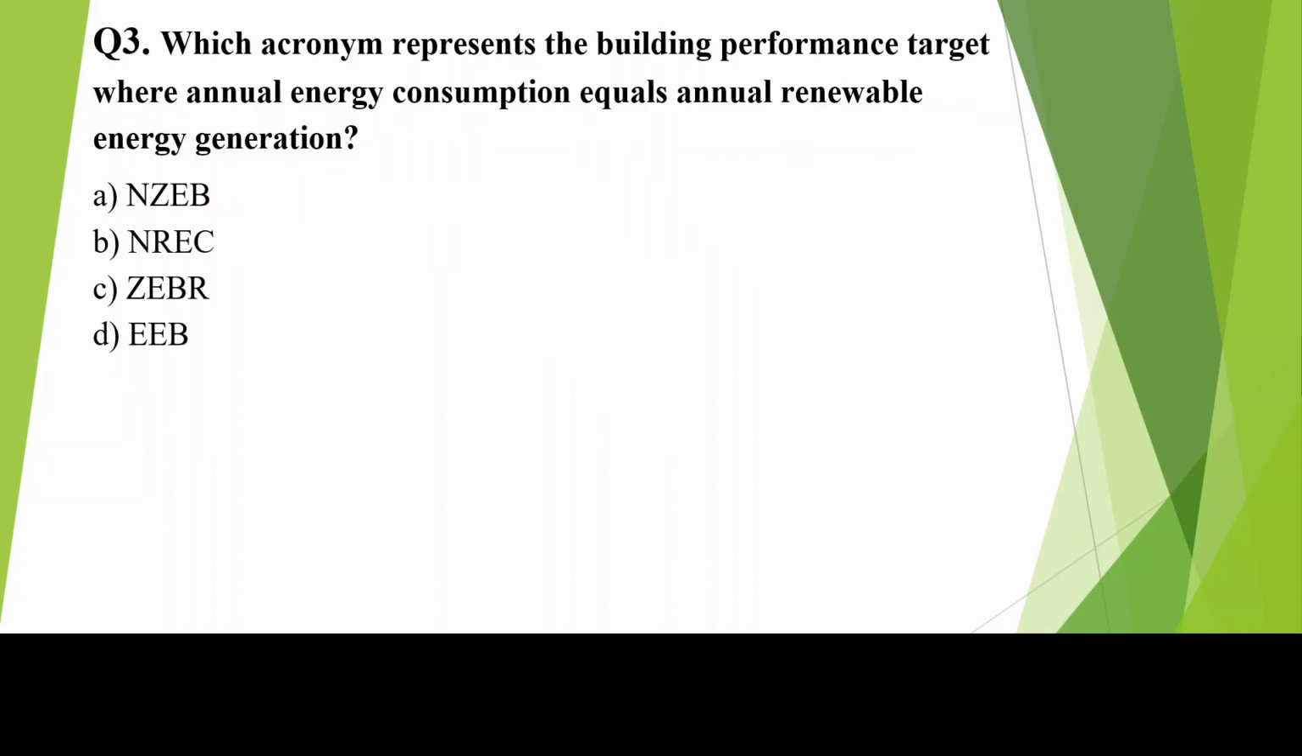So let's move to the third question then. Here's the third question for you all. Which acronym represents the building performance target where the annual energy consumption equals annual renewable energy generation? Okay, so it is talking about a building having annual energy consumption equal to the annual energy generation that it is doing. So it will be coming under which building type? NZEB, NREC, ZEBR or EEB? So this is a very straightforward question. It's just equal. Whatever you are using, that you are generating.